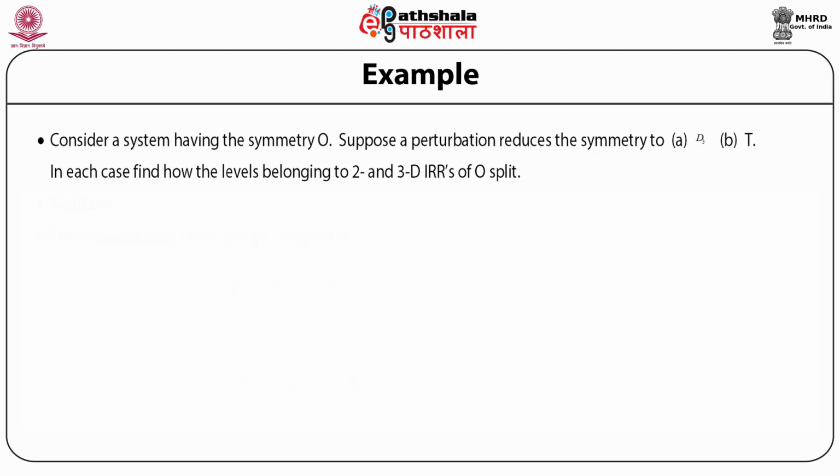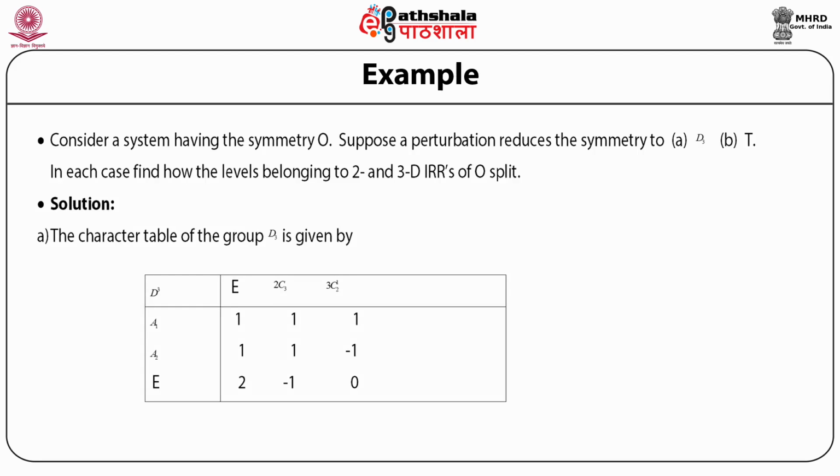Remember first, when the system has the symmetry group O, a 2-dimensional representation means that it has doubly degenerate levels, and the 3-dimensional representations give triply degenerate levels. So when this symmetry is reduced with the help of a perturbation, let us see how the energy levels split. First, look at the character table of the group D3.